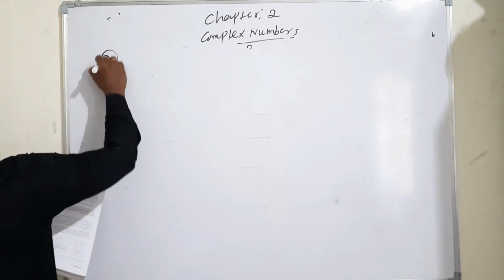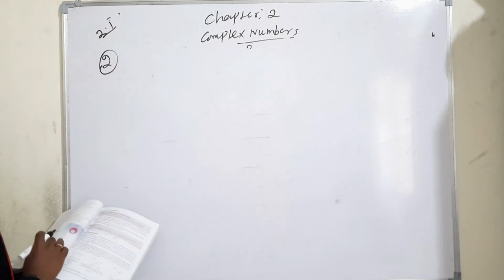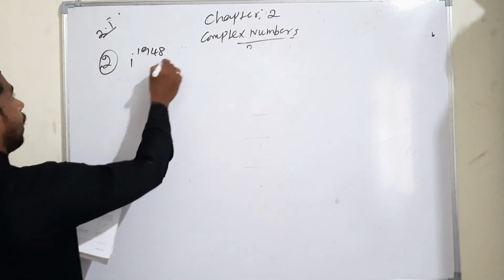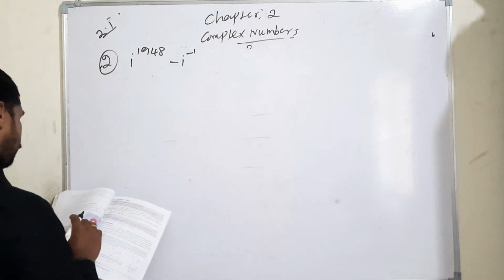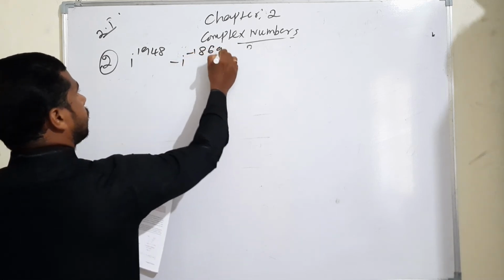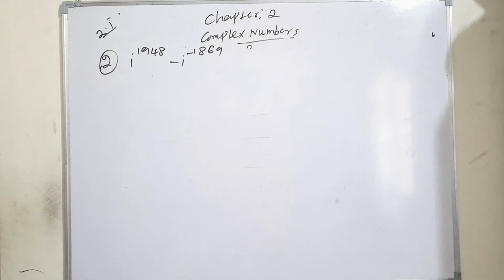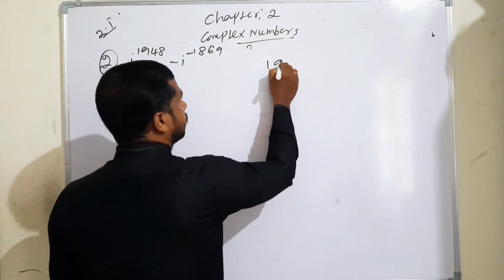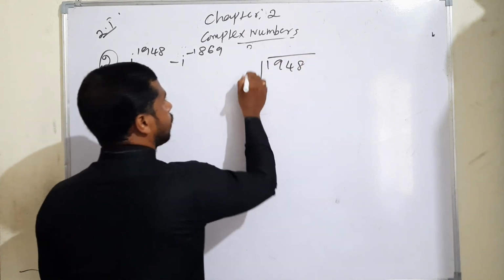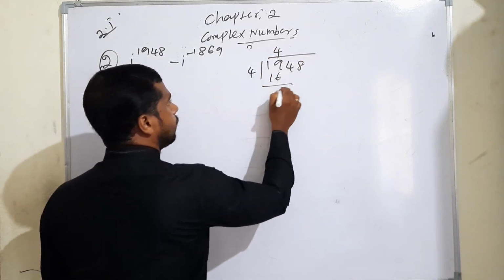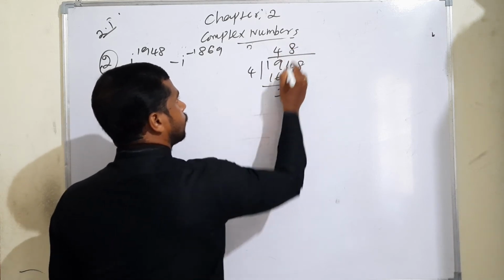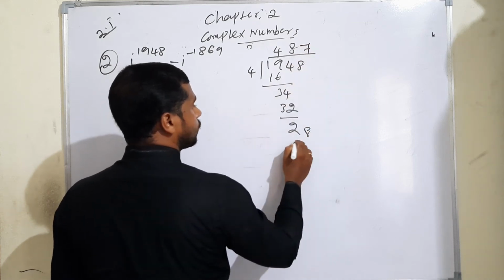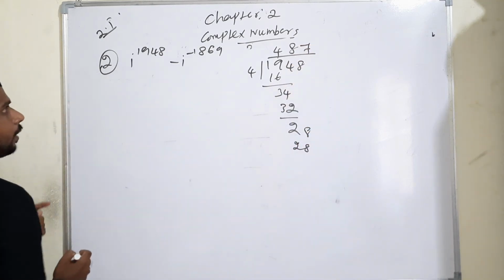Question number 2, exercise 2.1. Okay, i to the power 1948 minus i to the power minus of 1869, okay. So first I am considering the first part, 1948. First, 1948 divided by 4 means how many times? 4 4s are 16, 3 will come, again 4. So 8 4s are 32, true, balance 8 means 7 4s are 28. Possible, no, we can directly write it.